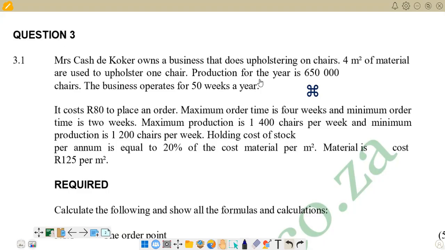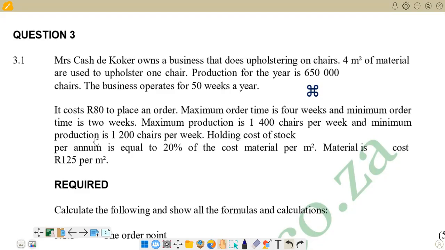We're still working on a paper from June 2021. So today we are going to look at question 3. This is the question that we want to look at, and in this question we are going to calculate. We are going to start by calculating the order point. After calculating the order point, we are also going to calculate the economic order quantity. And then we proceed with other questions that we are going to follow.